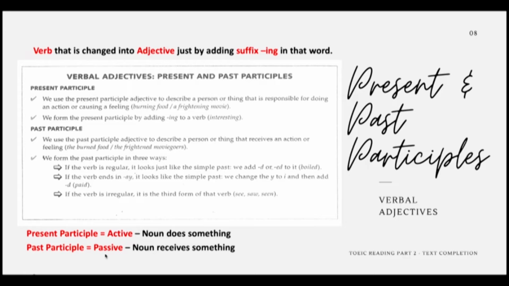Meanwhile, for the past participle, the adjective functions as a passive, or the noun receives something, and the noun does something. Yeah, take a look over here. The burnt food, berarti makanan yang dibakar. Meanwhile, this one, burning food, membakar makanan. That is the difference.